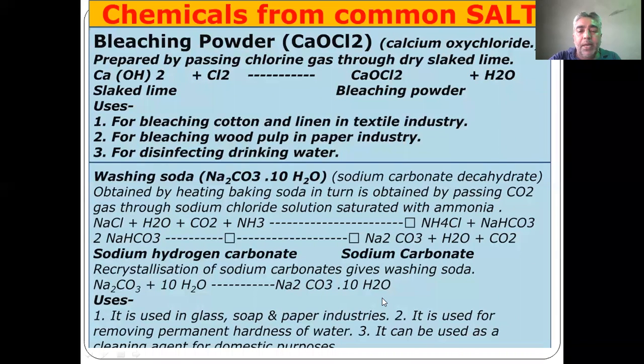soda, which in turn is obtained by passing carbon dioxide gas through the sodium chloride solution saturated with ammonia. Sodium chloride, water, carbon dioxide and ammonia form ammonium chloride and sodium bicarbonate. Sodium bicarbonate then forms sodium carbonate plus water and carbon dioxide. Recrystallization of the sodium carbonate gives the washing soda.